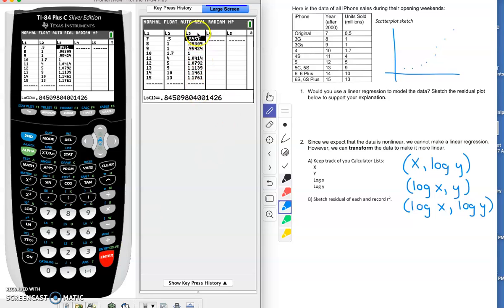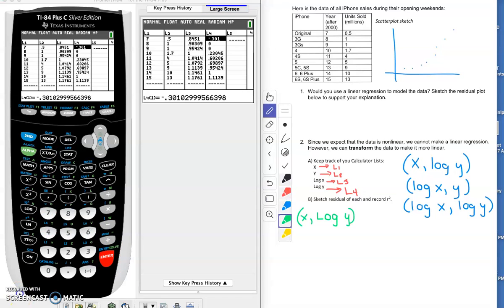Okay, so look at how much smaller these numbers are. Right away, I'm going to go over to L4. And actually, as I do this, what I like to do is, so I know that my original x is in L1, my original y is in L2. I'm going to store the log of x in L3, and I'm going to store the log of y in L4. I just always note that somewhere on my paper because at some point I know I get mixed up. All right, so go up to L4, and I'm going to immediately do the log of L2 for the log of my y's. Hit enter.